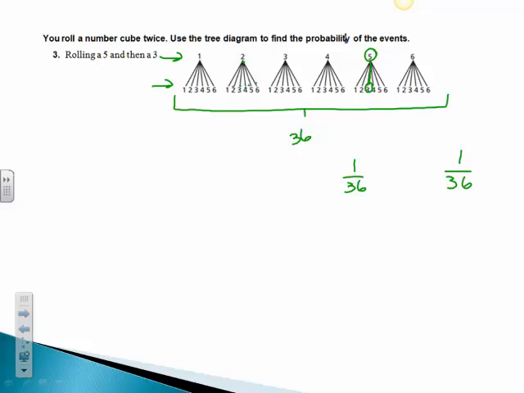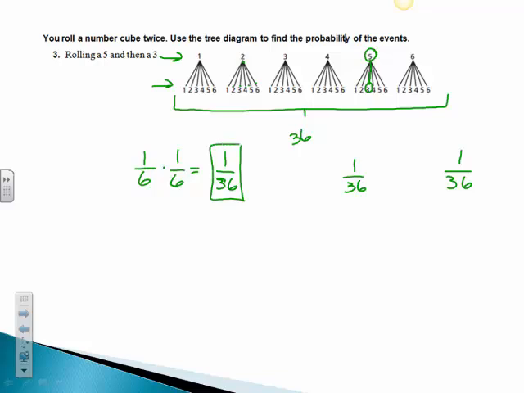So rolling a 5 on a number cube, there's only one 5 out of 6 different numbers, so it's 1/6. Rolling a 3 is also 1/6, since there's only one 3 on a dice that has 6 sides. If you multiply those two probabilities, you still get 1/36. So your answer is 1/36, no matter which way you do it.